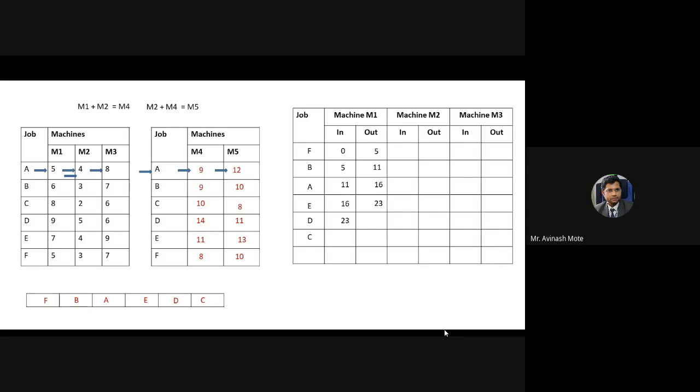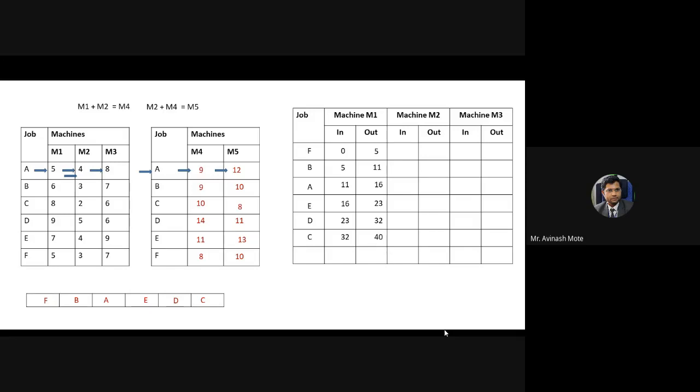5, 5, 11, 11, 16, 16, 23, 23. Now, job D, 23 is the in time. Processing time is 9, so it will be 32. Copy. Job C, in time is 32. Processing time is 8 hours. Out time will be 40.